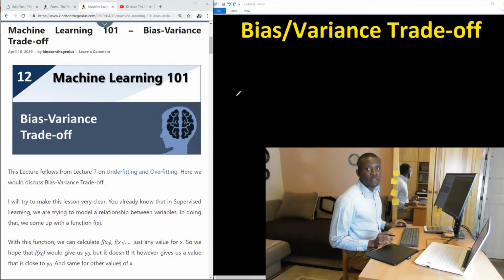Today we are going to be talking about a very important concept in machine learning, and that is the bias variance trade-off. It's actually called the bias variance trade-off of squared error. So in short, we call it the bias variance trade-off.